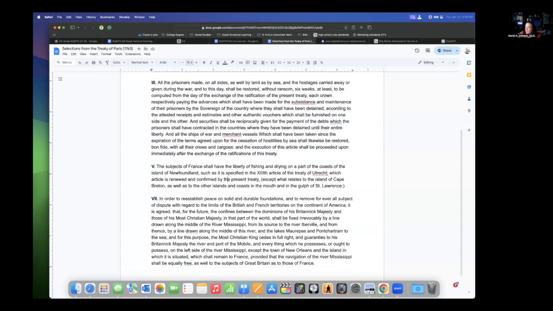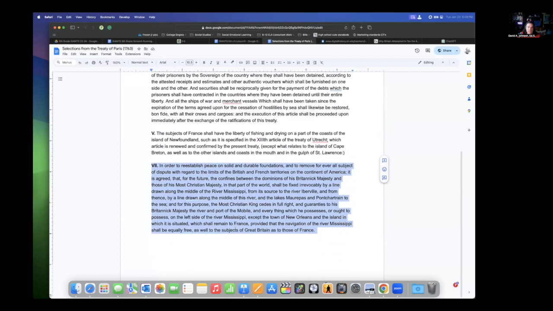The second part of this gets into fishing rights for France, which, if you look back to the maps that we included in that French and Indian War overview PowerPoint, you may understand why this was an important part of the Treaty of Paris as well. And then you get this final portion in part 7 that talks basically about territorial boundaries and who can go where and who can go no further than what.